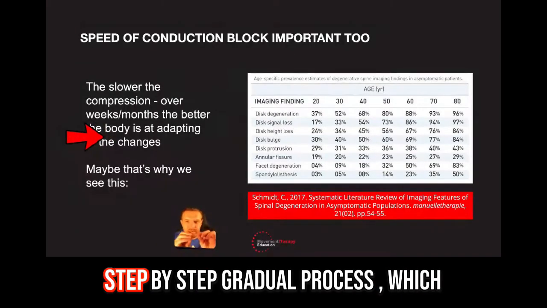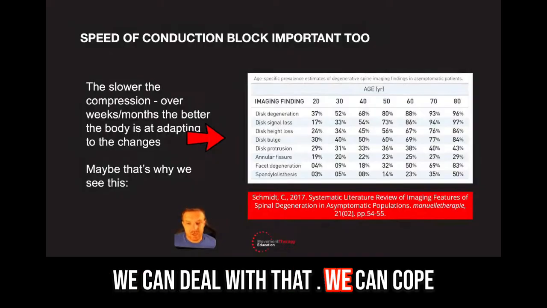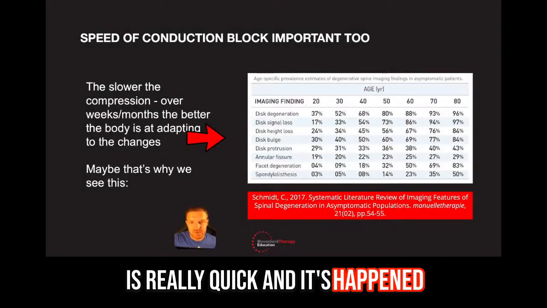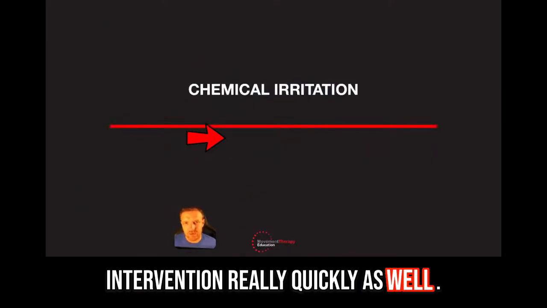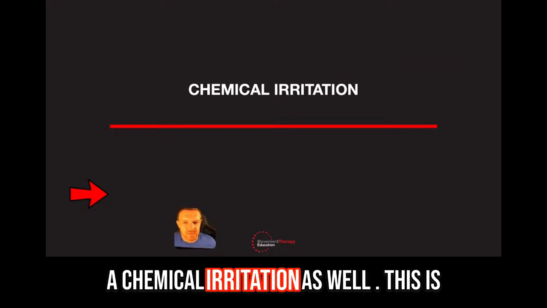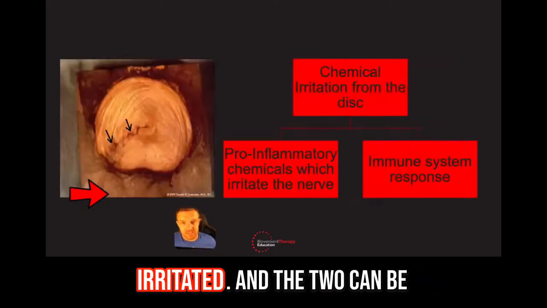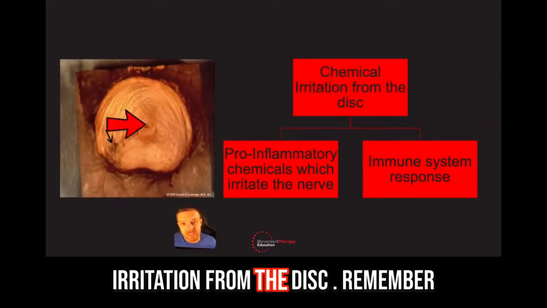If this is a step-by-step gradual process, which is kind of what we see when we look at these MRI results, then we can deal with that, we can cope with it. But sometimes if the speed is really quick and it's happened really quickly, then we need intervention really quickly as well. The other thing that can happen is a chemical irritation as well. This is the other side of when a nerve gets irritated, and the two can be combined as well. A chemical irritation from the disc.